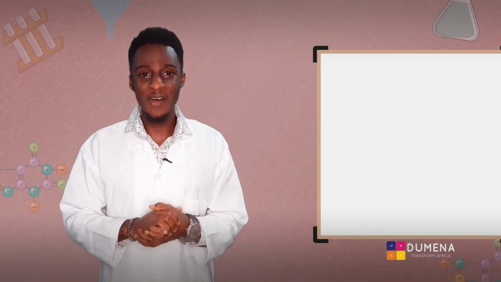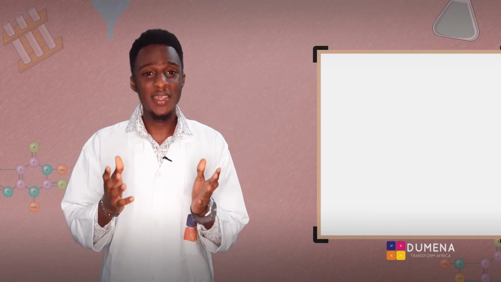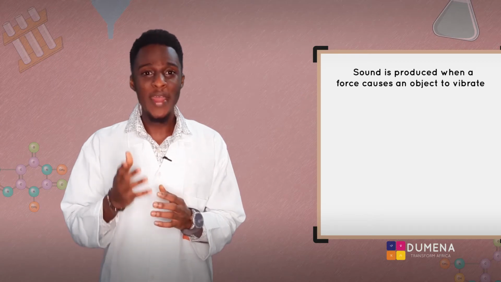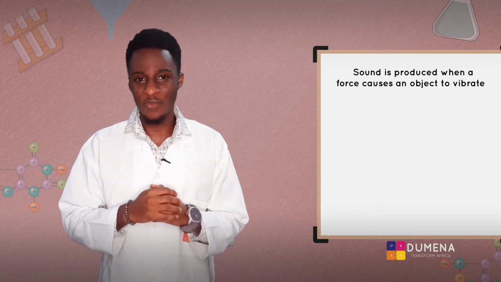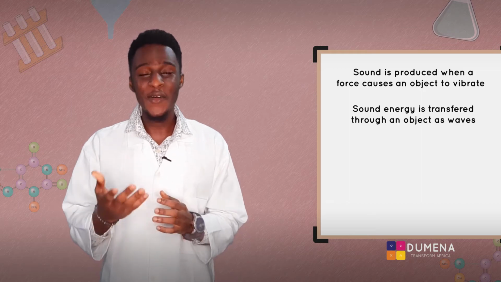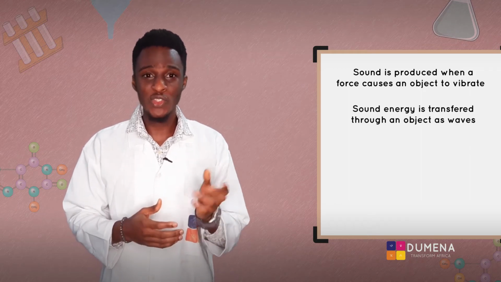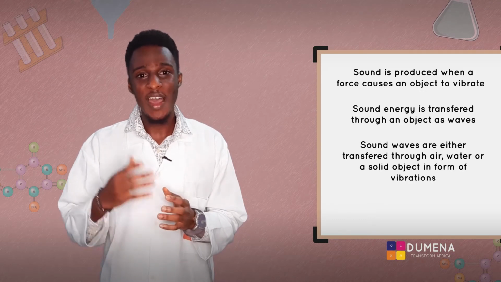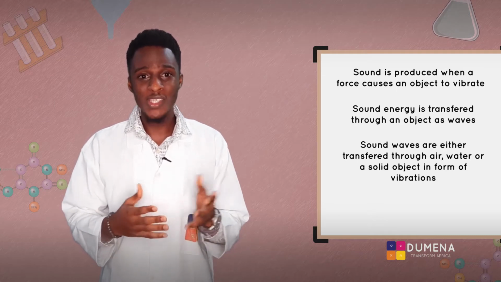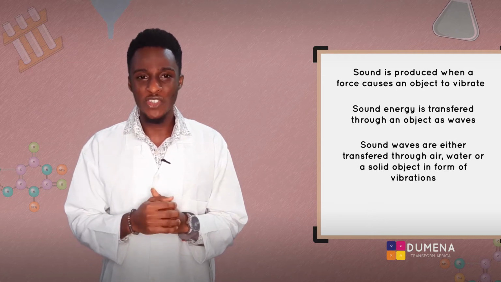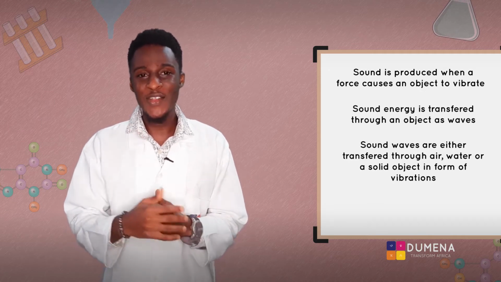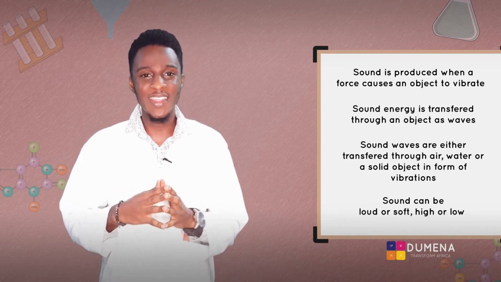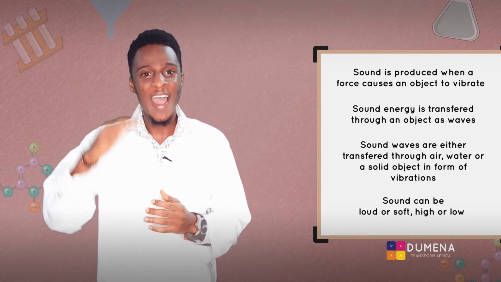Before we proceed to carrying out this science experiment, there are certain things you should know about sound. Number 1, sound is produced when a force causes an object or a substance to vibrate. Secondly, sound energy is transferred through a substance or an object as waves. Thirdly, sound waves are either transferred through air, water, or a solid object in form of vibrations. And lastly, depending on the type of vibration that is made, sound can either be loud or soft, high or low.